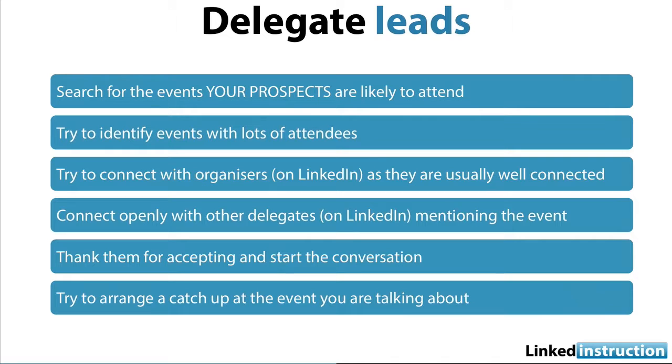Try and connect openly with the other delegates on LinkedIn, mentioning the event. Thank them for accepting and try and start a conversation. Try to arrange a catch-up at the event if you're planning on going yourself. If you're not planning on going to the event, mention the event to add a layer of context so they know why you're getting in touch with them. But if you can't make it to that event, simply try and meet up in other ways. Now, as part of the resources for this class, there is a list of communication templates, and these give you a starting point for how to communicate to the delegate lead.